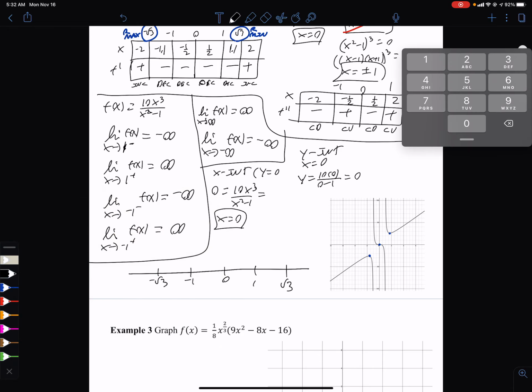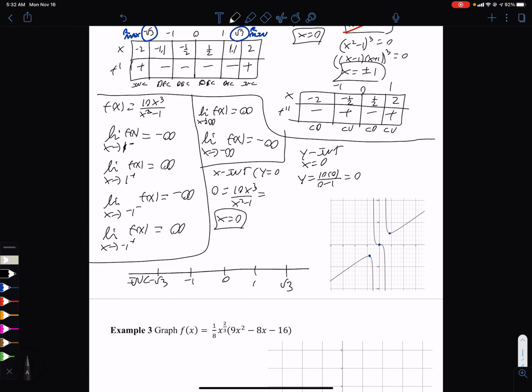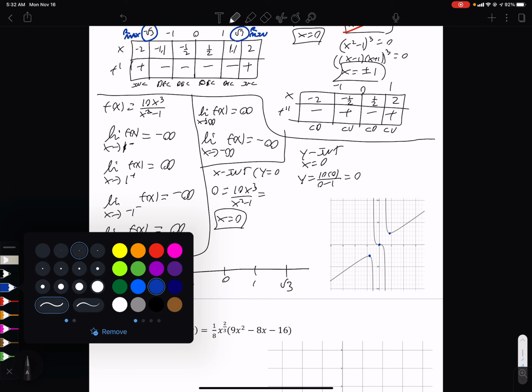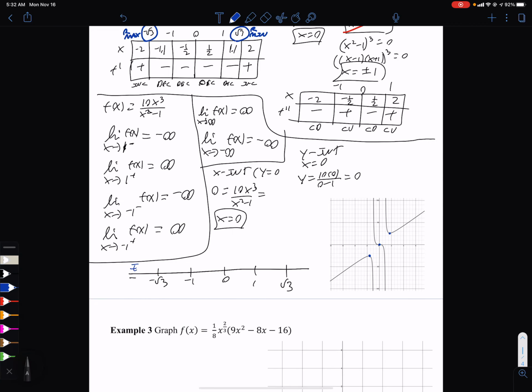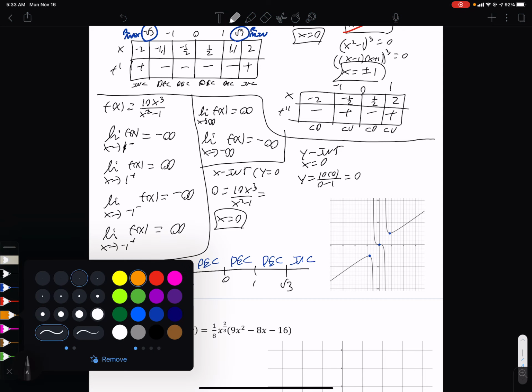Transferring all of our information, increasing. I could do this on top. Let me do it in blue. Shrink it down so we can see this better. So copying our chart above, we get increasing, decreasing, decreasing, decreasing, decreasing, increasing.